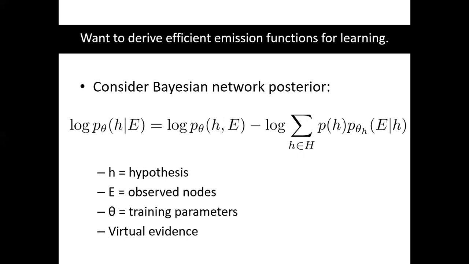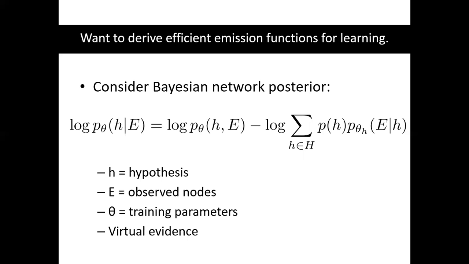We define some terms. H is a specific hypothesis, a specific instantiation of the hidden variables in the model. E is the set of observed nodes. Theta are some parameters which we'd like to learn.